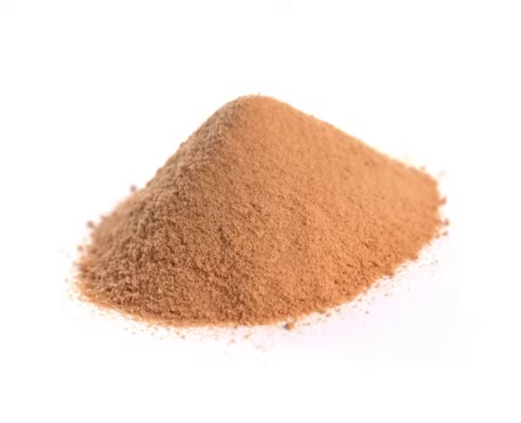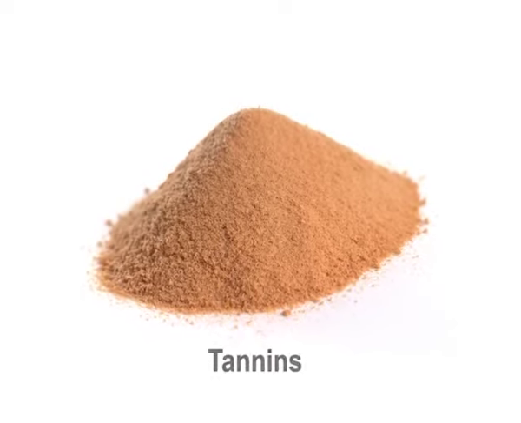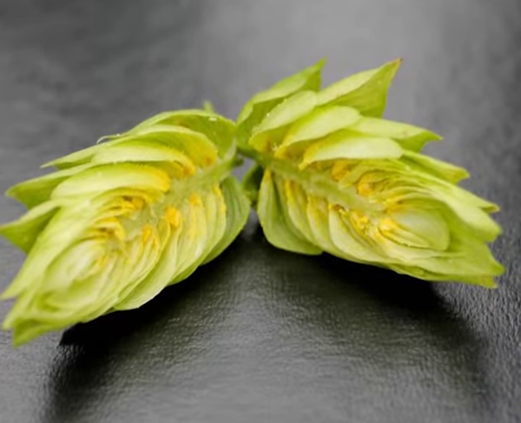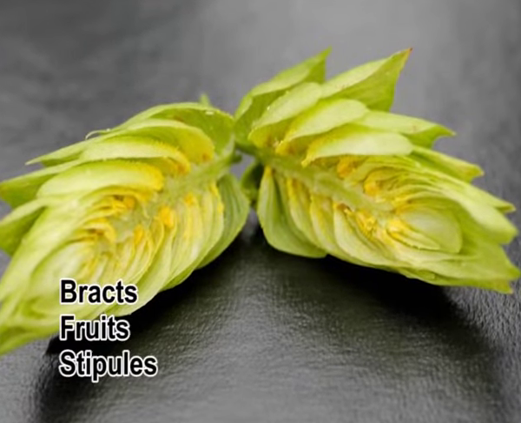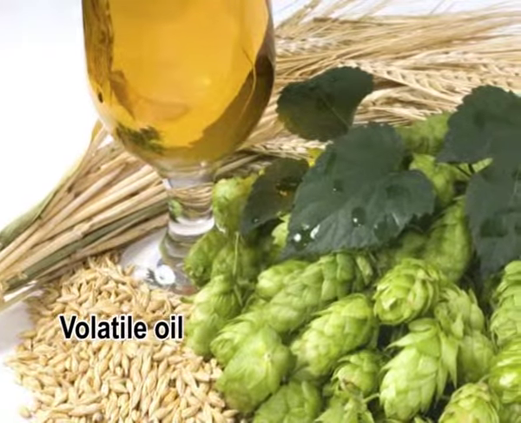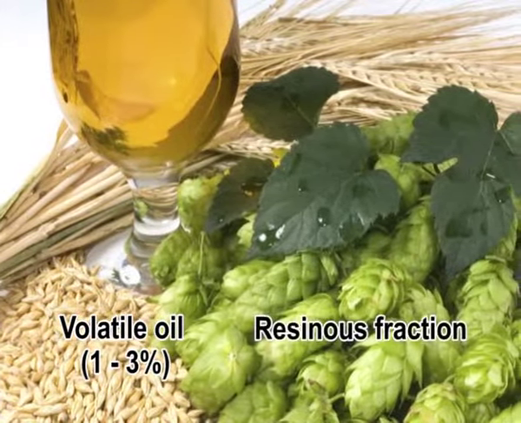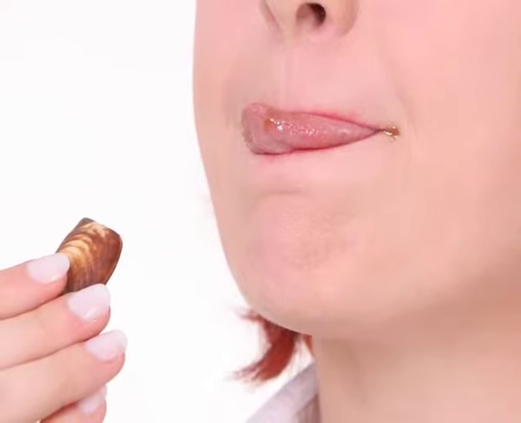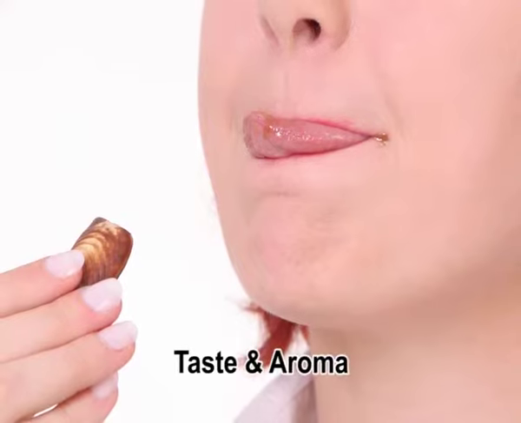The hops, which comprise the bracts, fruits and stipules, contain mainly tannins and glandular trichomes. Lupulins are separated from bracts, fruits and stipules. They contain volatile oil to the tune of 1 to 3%, and also a resinous fraction of up to 80%. Here it is important to mention that the volatile oil and resinous portion are responsible for the taste and aroma of hops.